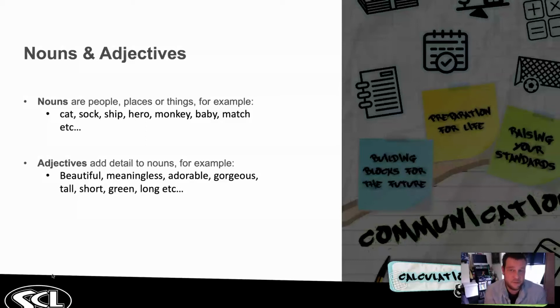So we may have our central characters in our artwork, but what are they doing? How are they doing it? So nouns are people, places or things. For example, cat, sock, ship, like in The Scream, hero, monkey, baby, match, etc. And we have our adjectives, which add detail to our nouns, to our real life objects that we've depicted or painted. And we have beautiful, meaningless, adorable, gorgeous, tall, short, green, long, etc.